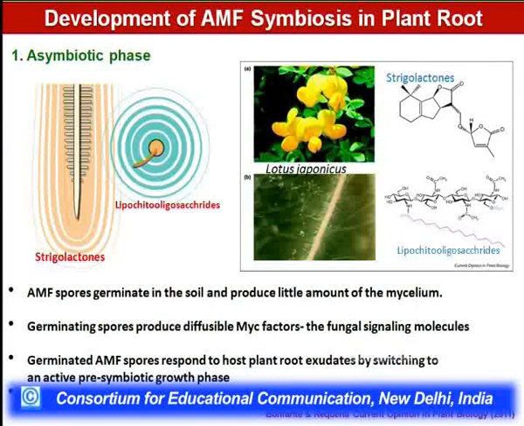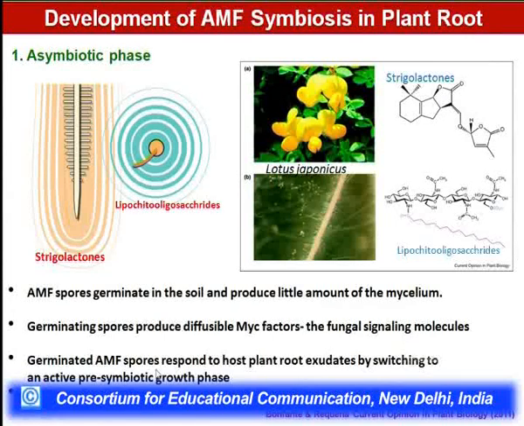In the asymbiotic phase, arbuscular mycorrhizal fungal spores germinate in the soil and produce a little amount of mycelium. You can see here, this is a fungal spore. This mycorrhizal fungal spore is being germinated and producing a little mycelium. The germinating spores produce diffusible MYC factors. These factors are fungal signaling molecules. So, you can see in this photograph the fungal signaling molecule or MYC factor, which is lipochitooligosaccharide.